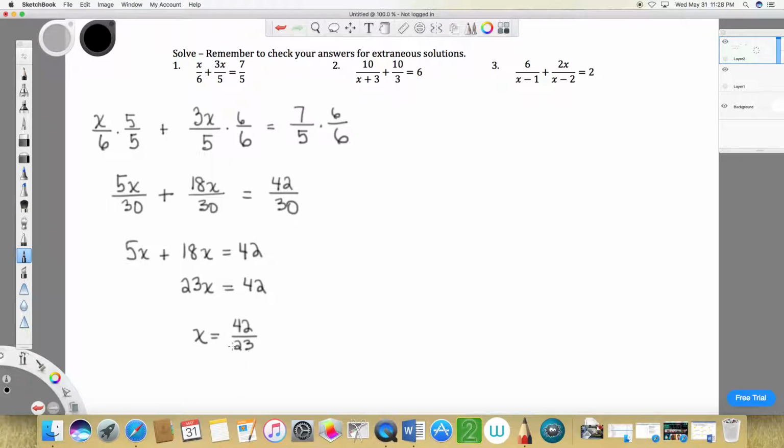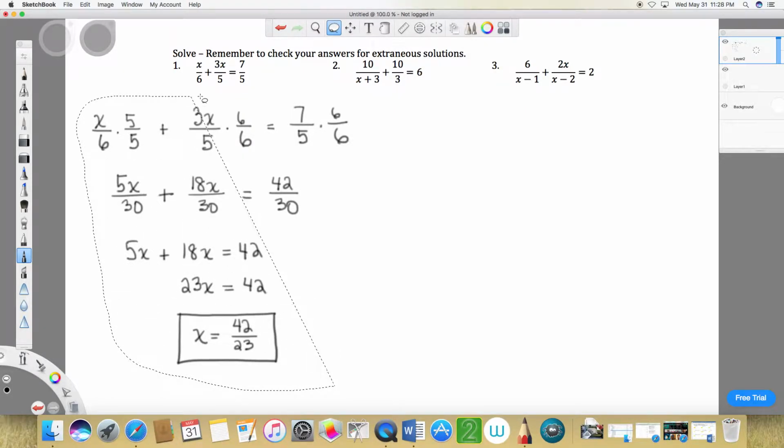We're just going to leave that as an improper fraction. It doesn't look like there's any common factor. 23 is a prime number. So there's our answer for number 1. Let's look at the second one. Give ourselves a little bit of room here.